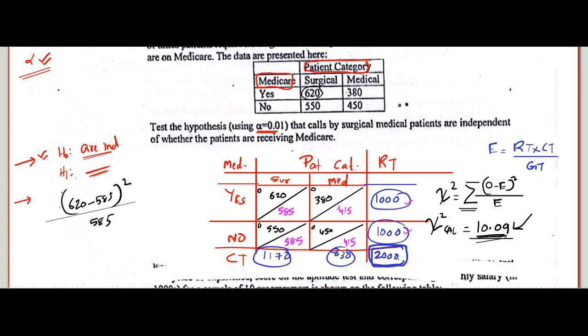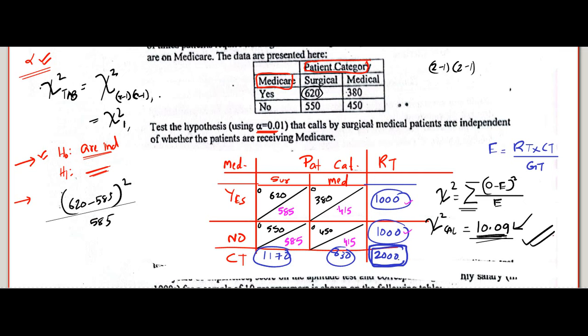And then what is step number 4? This is step number 3, by the way. Step number 4 is tabulated value. And I hope you remember the rules for chi-squared. In chi-squared test of independence, the degree of freedom is number of rows minus 1, number of columns minus 1. And that will be 2 minus 1, 2 minus 1. What is 2 minus 1 into 2 minus 1? That will be 1 into 1, 1. Sorry, that is the degree of freedom.